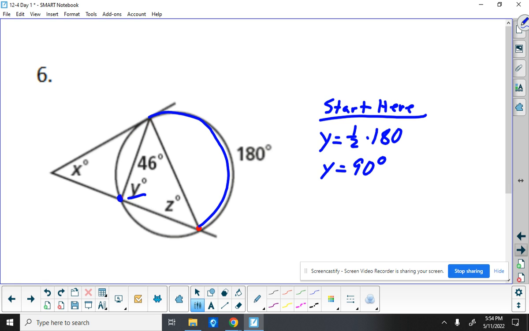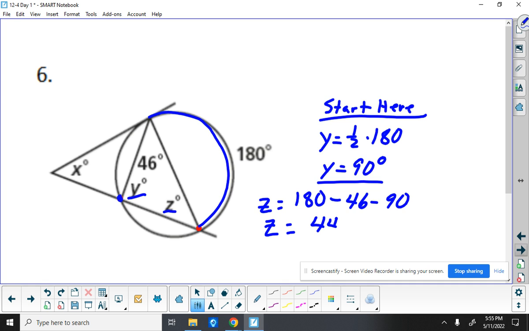Now that I know that y is equal to 90, I can figure out what z is, because inside that triangle, that's 180 degrees. So I'm going to take 180 degrees. z is going to equal 180 minus the 46 minus the 90 that I just figured out that y is. And so z is going to equal 44 degrees.